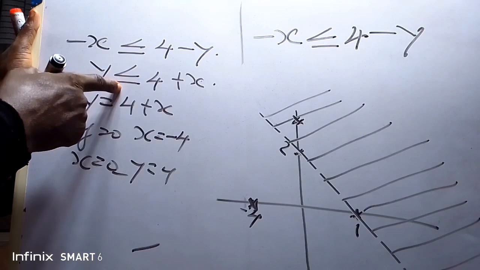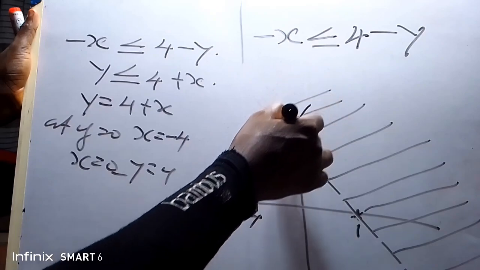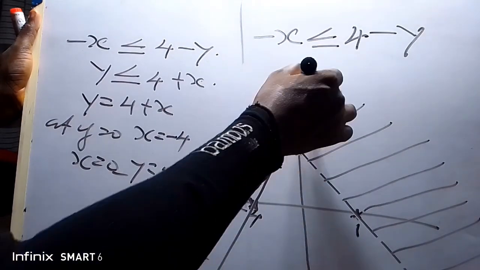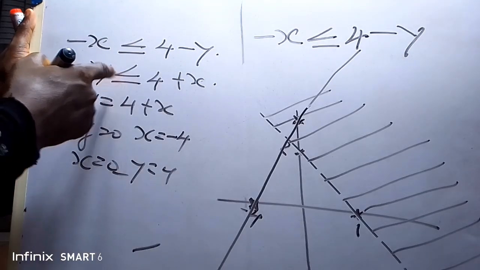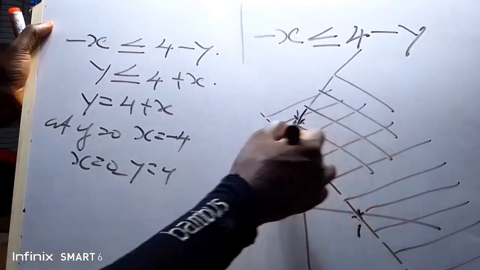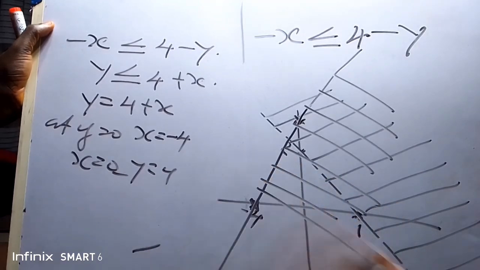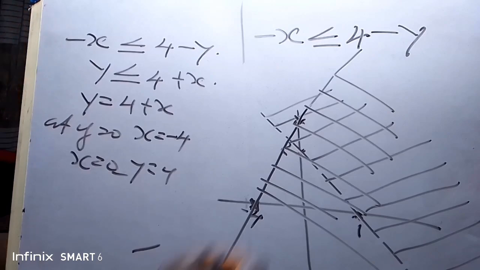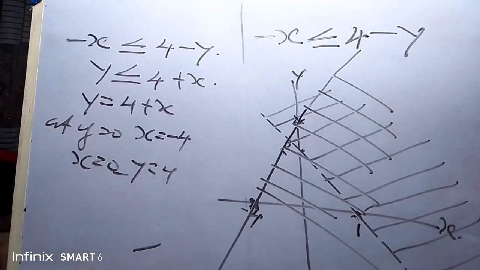And of course, what are you seeing? You are told that it's less than or equal to. So this is going to be a solid line. Are we there? But this is less than or equal to, so you shade below the line. Are we there? You shade below the line. Alright, now you can see that this is my y-axis and this is the x-axis. Are we there?